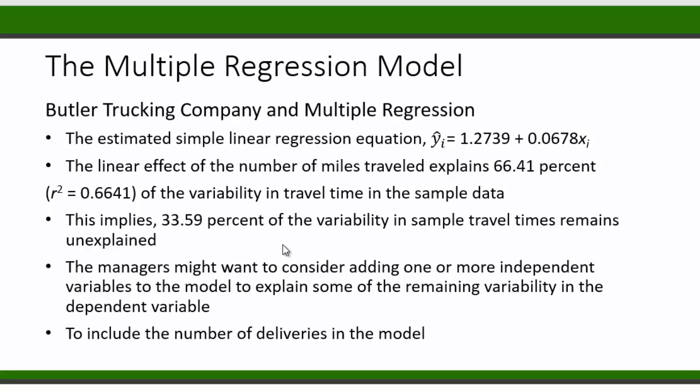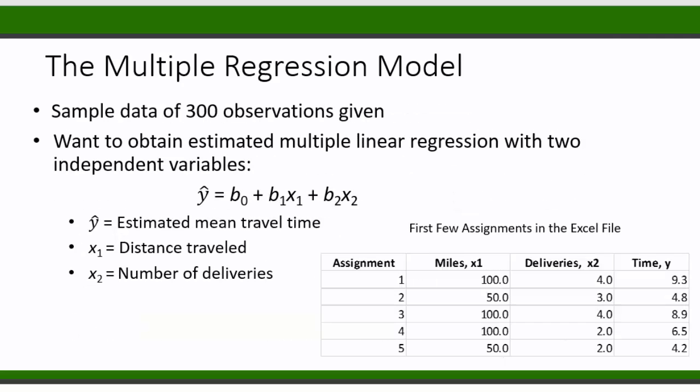We want to improve this model. That is, we want to reduce this unexplained variability by adding some other factor that could help explain the variation. One obvious factor we might include is the number of deliveries in the driving assignment. Some assignments might include more than one delivery, and every time the driver stops to make a delivery, it adds to the travel time. Let's suppose that after the managers of Butler Trucking decide to add the number of deliveries into the model, they collect new observations for the next few weeks.